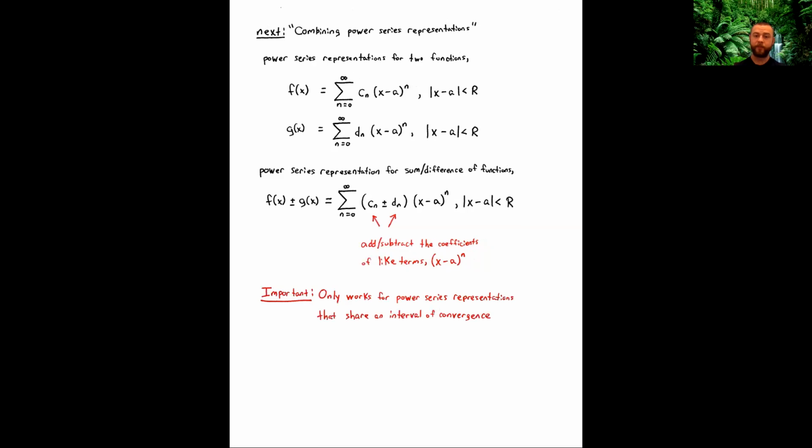Okay, I want to point out before we move on, this theorem, or what we'll be using when we get to the next example, it only works for power series representations that share an interval of convergence. Now, what might happen if the intervals of convergence are different? Well, we might have a larger interval of convergence and a smaller one. We generally have to pick the smaller interval of convergence since that smaller interval is usually contained in the bigger interval. We'll see that in action in the next example.